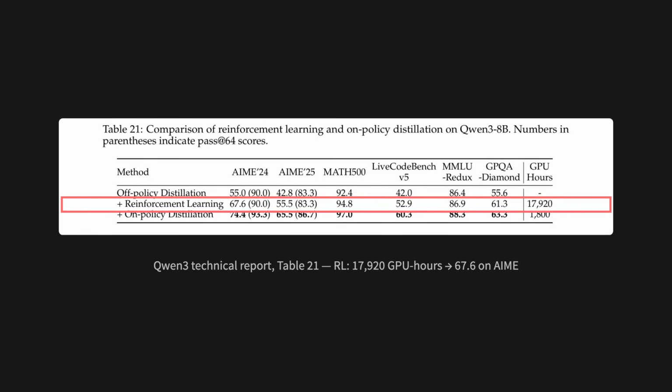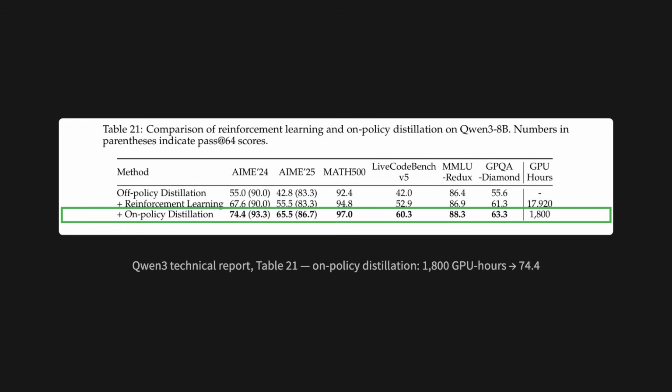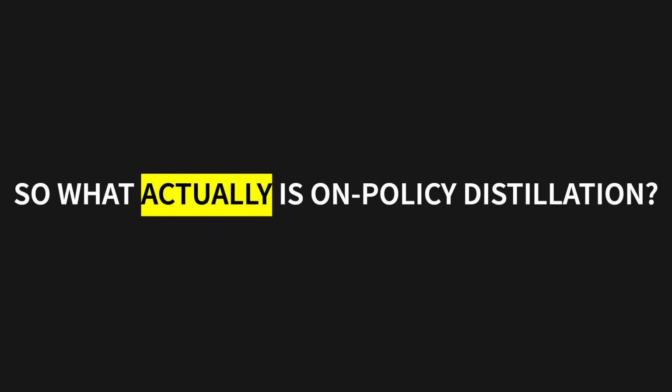the competition math benchmark. In contrast, on-policy distillation took just 1,800 GPU hours. That's a tenth of the compute, and it scored higher, 74.4. So on-policy distillation is cheaper to run, and it scores higher. Which raises the obvious question, what actually is on-policy distillation?